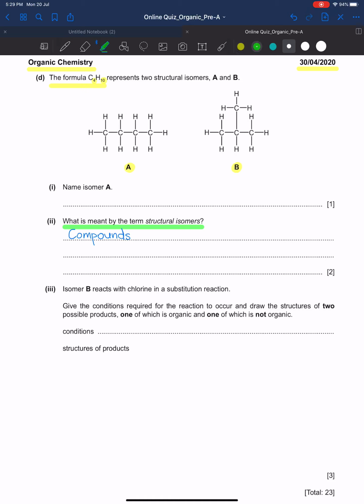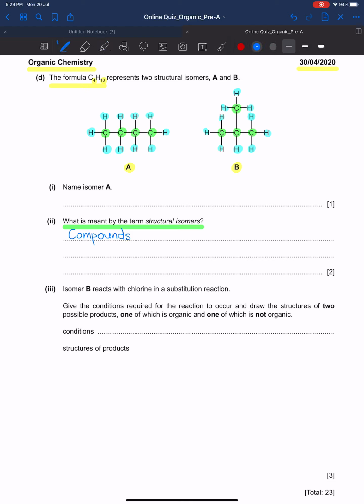Let's go ahead and check that. How many carbons are in A? Okay, 1, 2, 3, 4. So that means it's correct. Let's check B. 1, 2, 3, 4. So indeed, both of them have 4 carbons. How about hydrogens? 1, 2, 3, 4, 5, 6, 7, 8, 9, 10. So indeed, that is the case. And B: 1, 2, 3, 4, 5, 6, 7, 8, 9, 10. So both of them have 4 carbons, and they also contain 10 hydrogens.